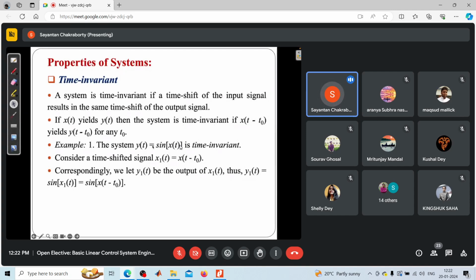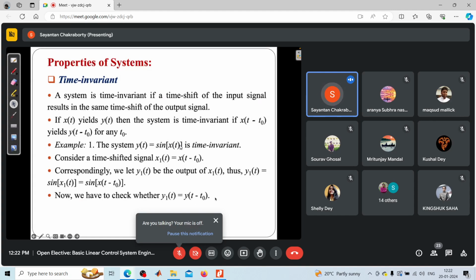Now what about the output signal? If we consider this output signal y(t) and put a time shift of t minus t0, we have to show whether that shift in the output signal, that is y(t minus t0), is equal to the output due to the shifted input or not. So output due to the shifted input is this, and now we have to show that if we shift the original output by t0, the signal is y(t minus t0), whether they are same or not. If they are same, it's time invariant. If they are not same, then it's time varying.